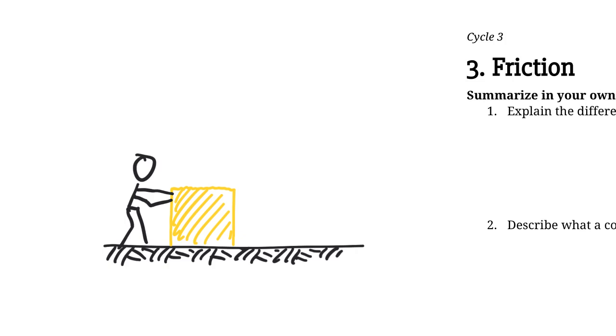The first type of friction is called static friction. Static friction occurs when you're trying to get that box moving, when the box is static. So when the box is still, we have the force of static friction preventing that box from moving.